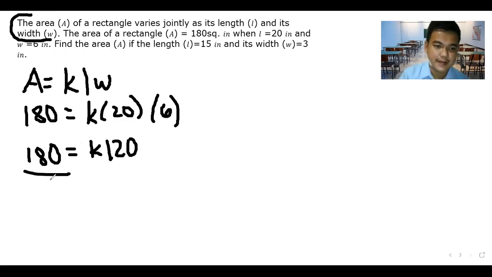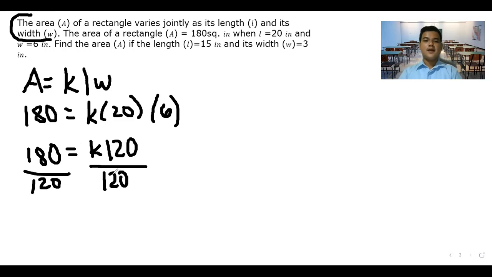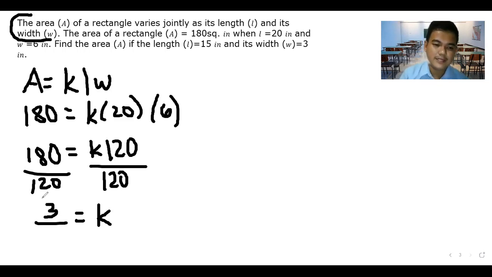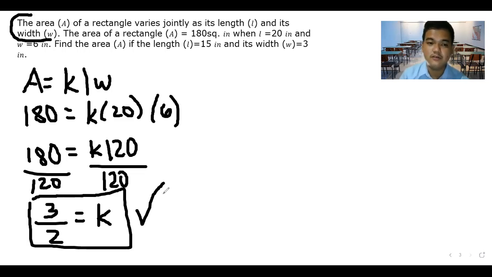Then you divide both sides by 120, or you simply multiply by using the multiplication property of equality, 1 over 120. All right, so 120 divided by 120 is 1, so that will be 1K or simply K. 180 divided by 120. Again, this can be reduced to lowest terms, right? Both are divisible by 60. So 180 divided by 60 is 3. 120 divided by 60 is 2. So therefore, your k is 3 over 2. Right? So this is now your constant of variation.